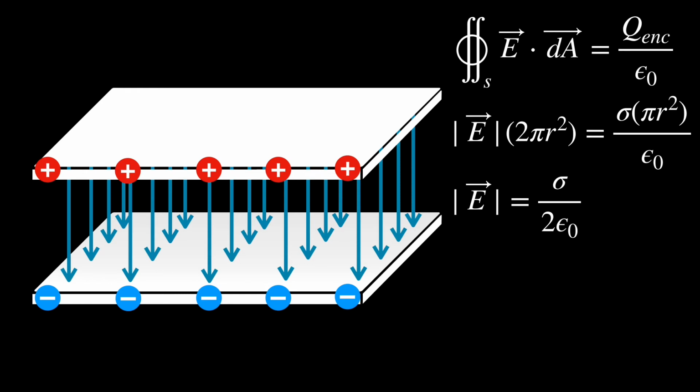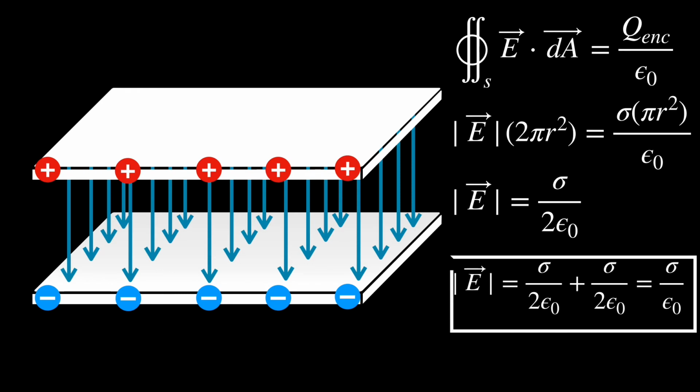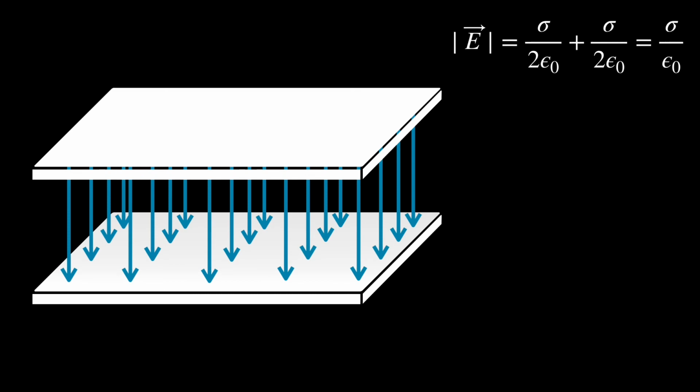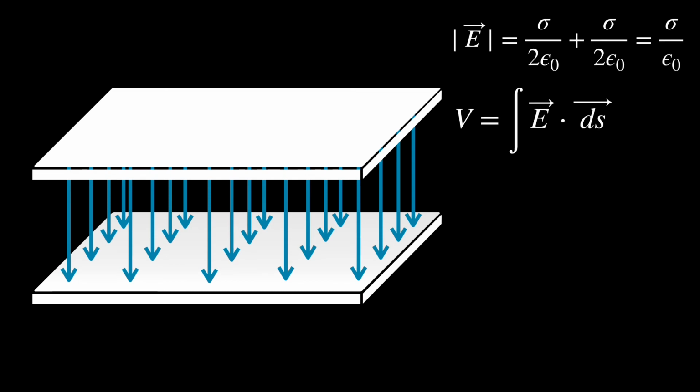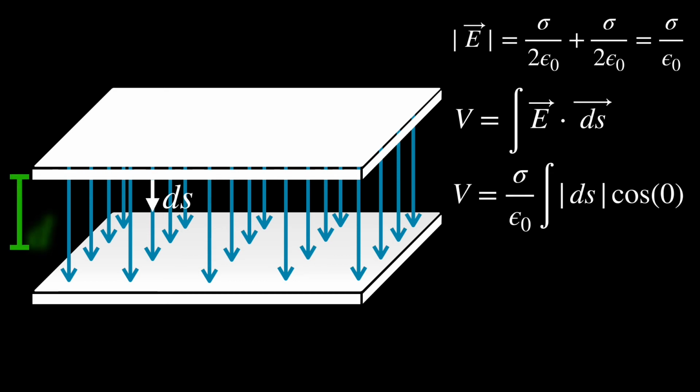Returning to the capacitor, because one plate is positively charged and the other is negatively charged, between the plates the field adds to sigma over epsilon naught. It's important to see that this is a constant for our next step. The potential difference is simply the integral of the electric field over a path. So if we choose our ds to face straight down, then we can pull out the electric field, and the integral is just the length of the capacitor, which we'll call d. So the potential difference is sigma over epsilon naught times d.